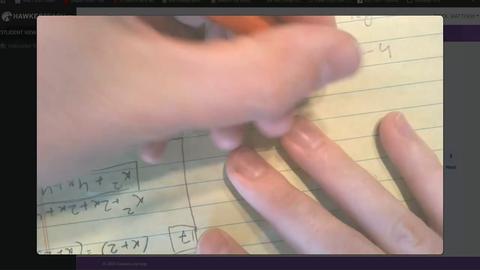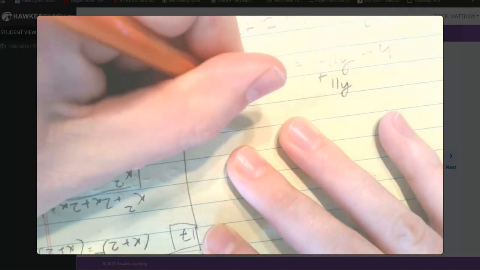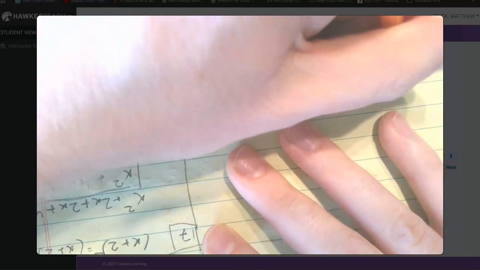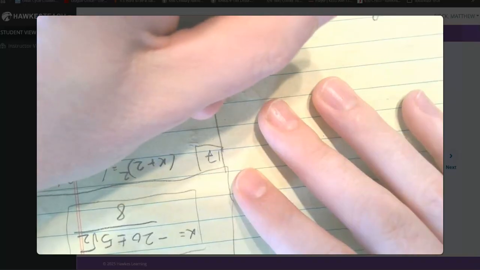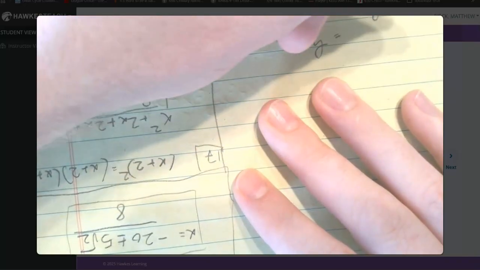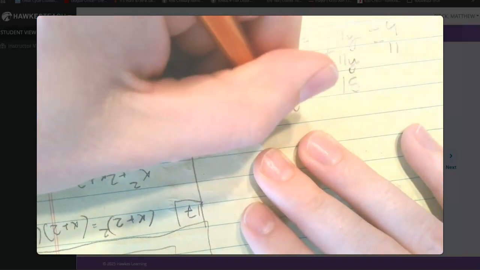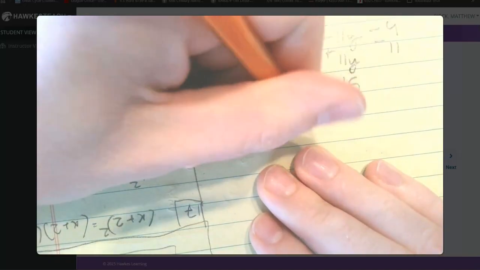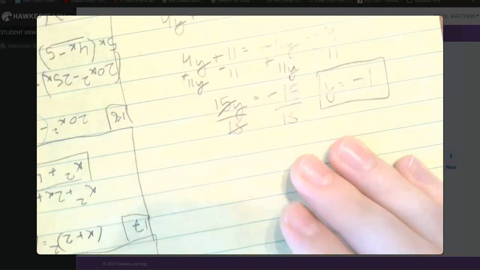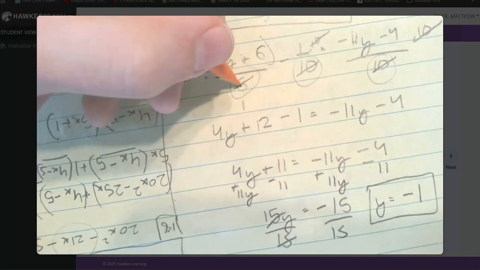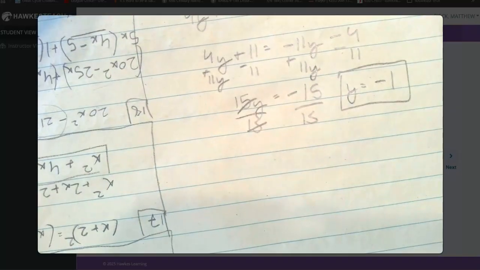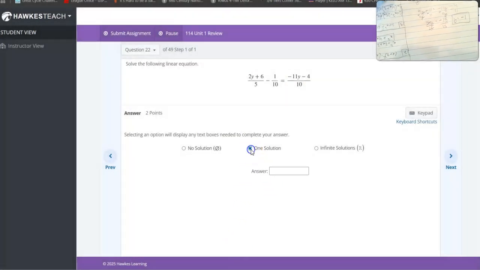All right, so then again, I want to get everything involving my variable on one side, everything else on the other side. So I'm going to go ahead and add an 11y to each side, and subtract 11 from each side here. So you have 4y plus 11y is 15y, and negative 4 minus 11 is negative 15. And then we divide both sides by 15. So you end up with y equals negative 1. In this case, we don't have any variables in the denominator, so we don't have to worry about excluding anything. So there's just a single solution of negative 1.